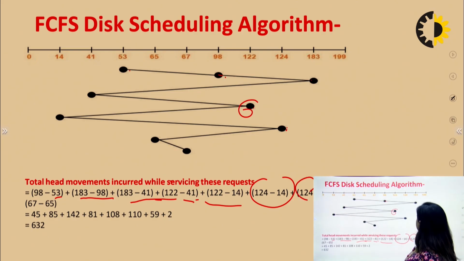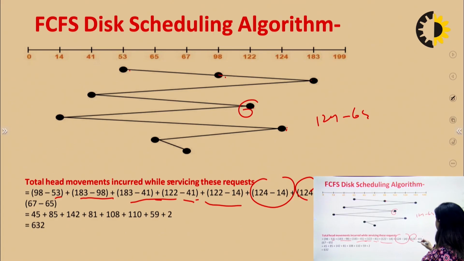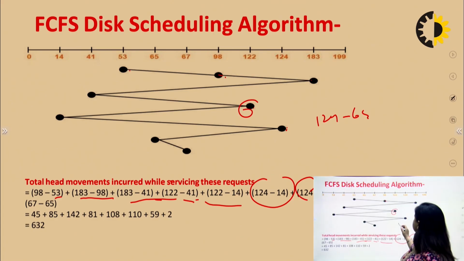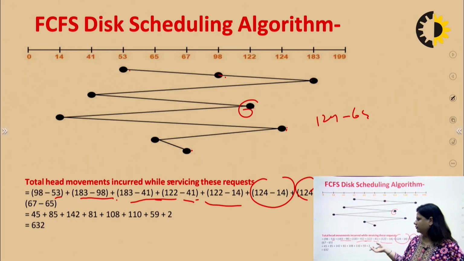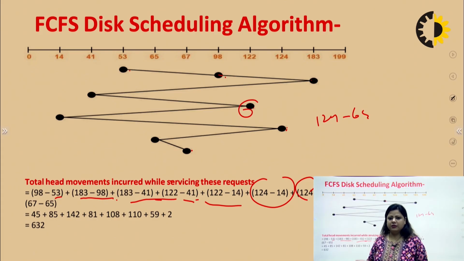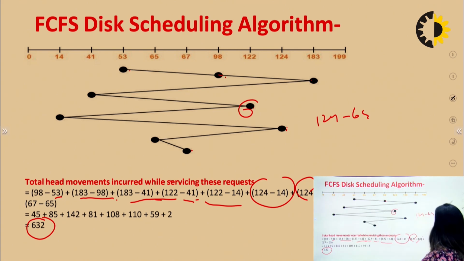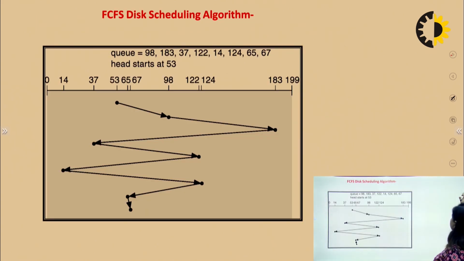Now 124 minus 65. After that 67. The last movement is 67 minus 65. So when we calculate these head movements in positive form, the answer will be 632 cylinders. So this is the answer of the first come first serve algorithm.